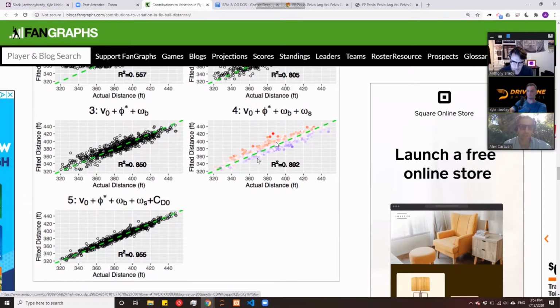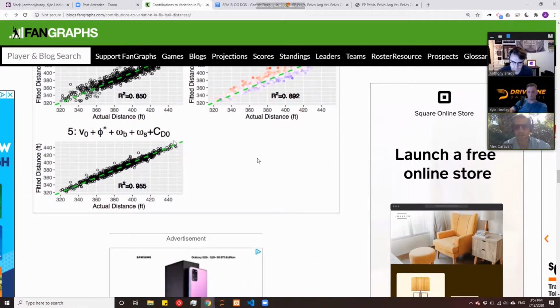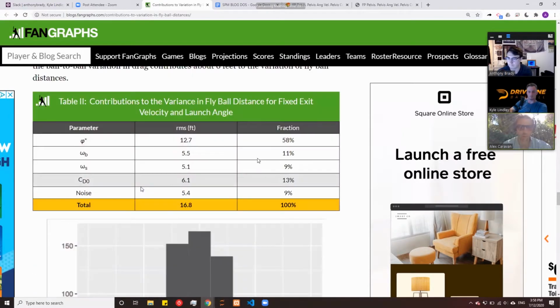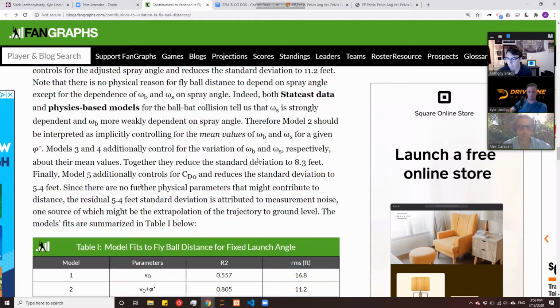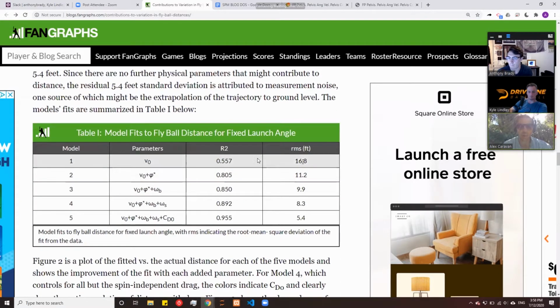drag coefficient. And finally, baking in that last spin independent drag coefficient, we have a very tightly fit model of R squared 0.96. The RMS is 5.4, which we attributed to measurement noise. So in conclusion, this table should probably be better. This is how the RMS keeps dropping as you include more and more variables. So this tells us just how good of a model you can build to predict fly ball variation. The ultimate measurement noise, so natural fly ball variation, is capped then at around 5.4.